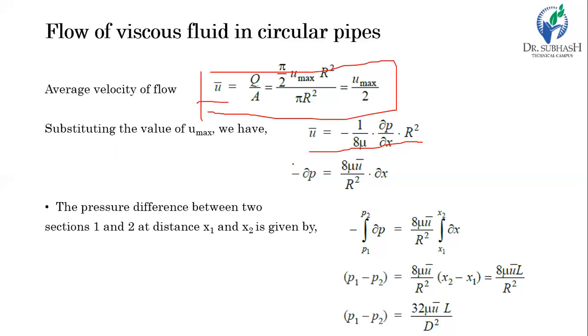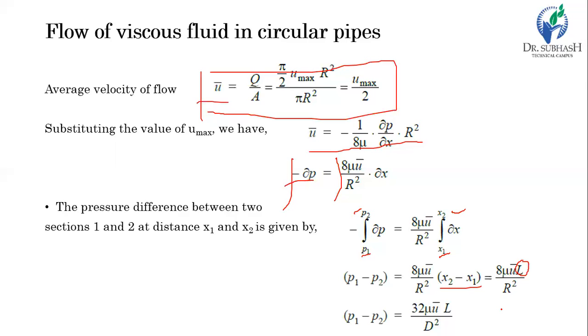To get the pressure difference, just integrate on both sides from section 1 to section 2. The section 1 pressure is P1, and section 2 pressure is P2. For these two sections, the distance is x1 for section 1 and x2 for section 2. After integration, we get the relation P1 minus P2 equal to 8 mu u bar upon R square into (x2 minus x1). x2 minus x1 is nothing but the distance between two sections, which we have already taken as L. So we get the equation 8 mu u bar L upon R square.